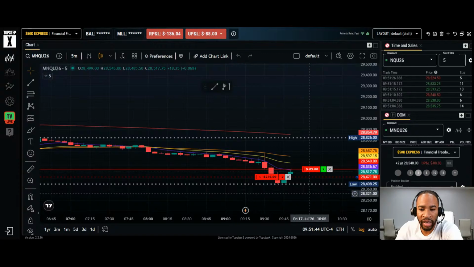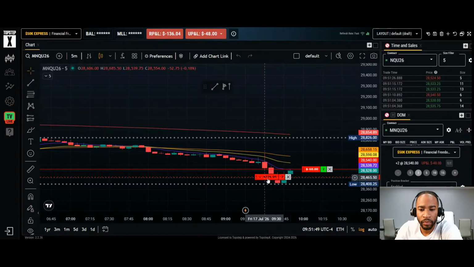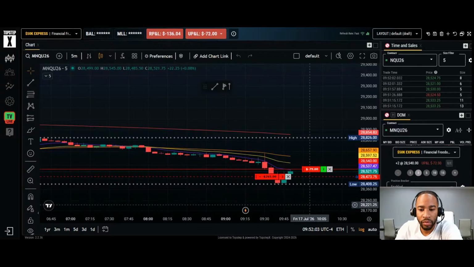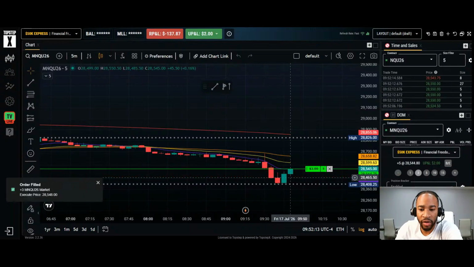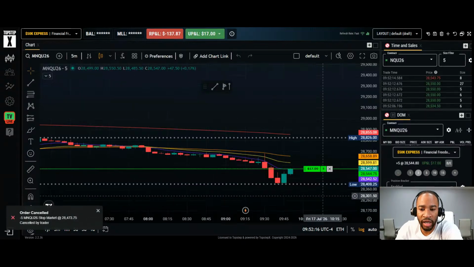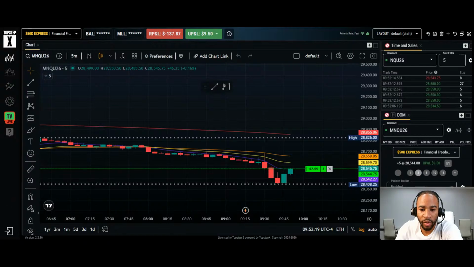I'm down on the play at the moment. And I'll risk about 200 and some change on this play. All right, so the play is starting to turn green. All right. Order filled. Holding 5 contracts right now. Long towards the upside. Possible reversal developing. Beautiful.